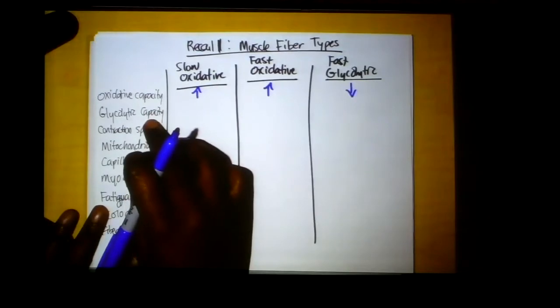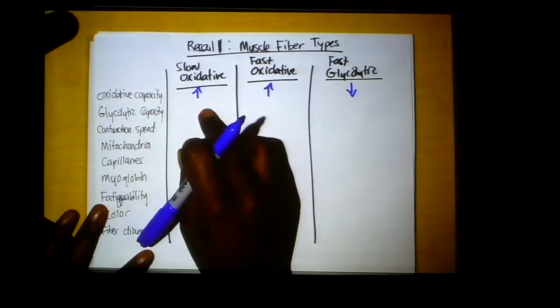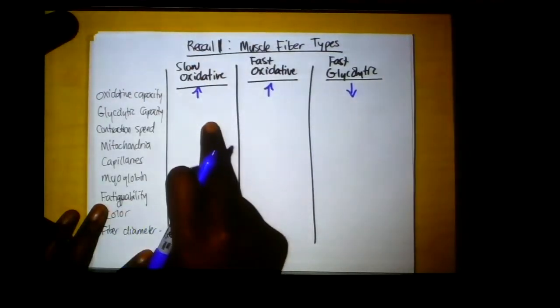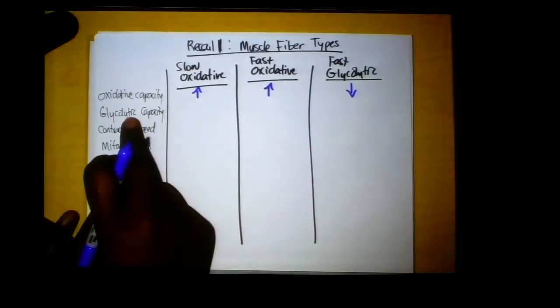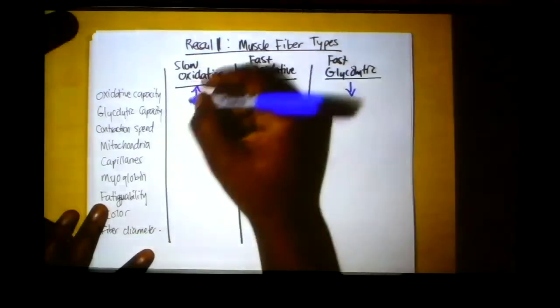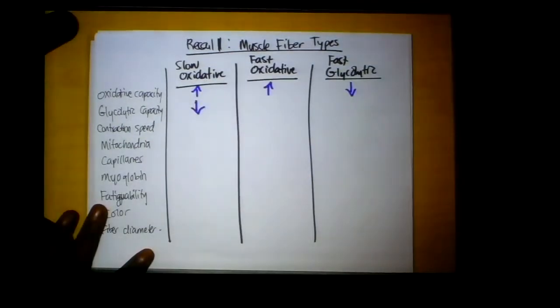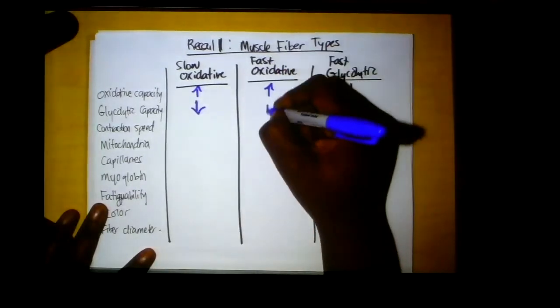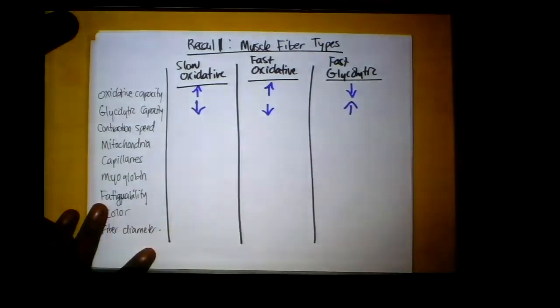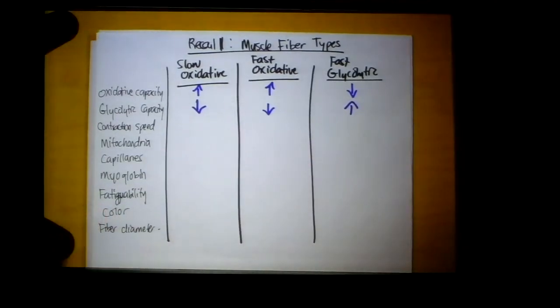Let's look at glycolytic capacity. For slow oxidative fibers, what's that going to be? It's going to be decreased, right? These slow oxidative fibers don't have a very high glycolytic capacity. They don't have enough of the enzymes, they don't have enough of the glycogen stores, and so they're going to have a decreased glycolytic capacity. Likewise for the fast oxidative fibers, okay? For the fast glycolytic fibers, we do see a high glycolytic capacity. And again, that translates to glycogen stores and then those glycolytic enzymes.